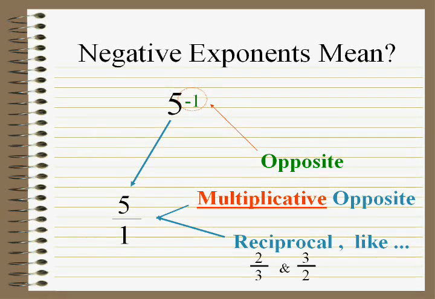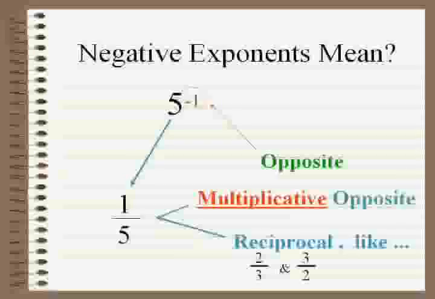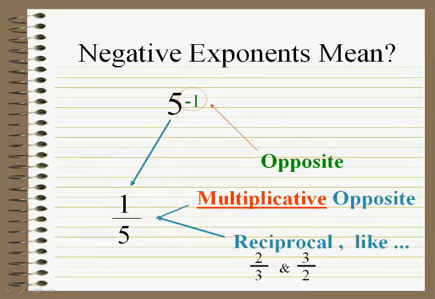Well, the number 5 is 5 over 1. So his reciprocal, 5 to the minus 1, is 1 over 5. That's what it means. That's what we use negative exponents for, to reciprocate. It's just going to be a different type of opposite.